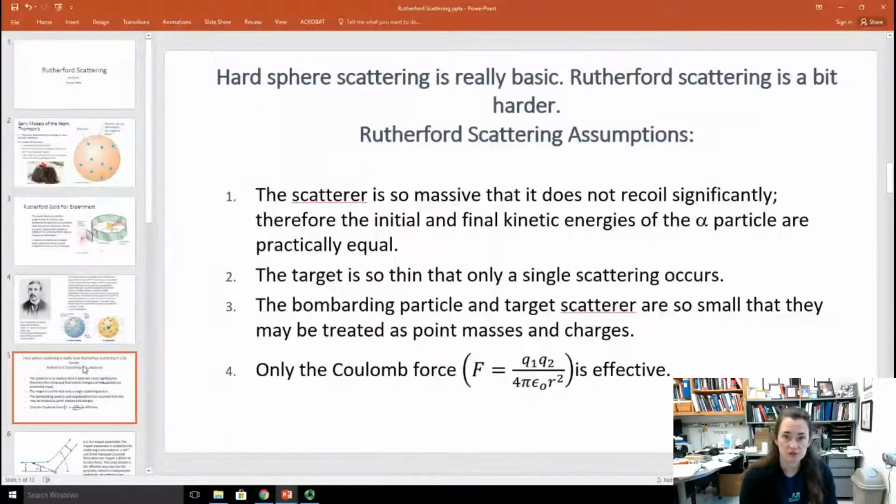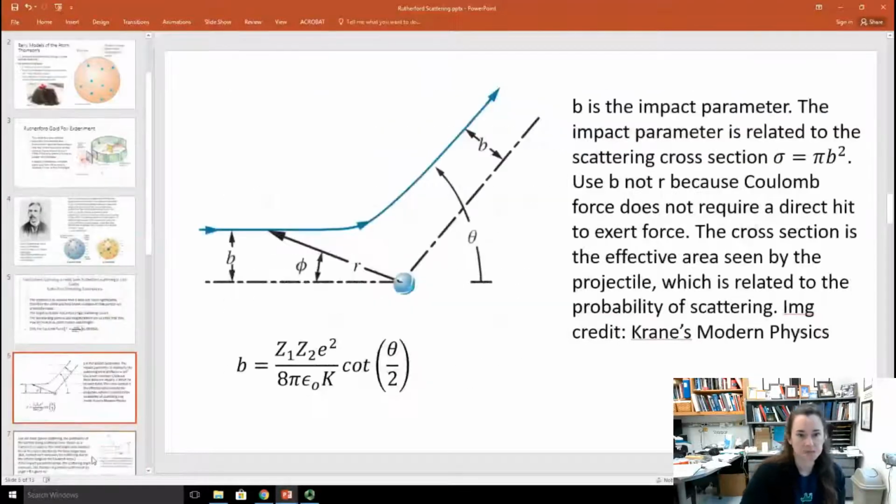Now, another assumption that he made is that the scatterer is so massive that it doesn't significantly recoil, and so the initial and the final kinetic energies of that alpha particle are practically equal. We're going to assume that the target is really thin, so that pretty much only a single scattering event occurs, and that the bombarding particle and the target scatterer are so small that you can treat them like point masses and charges. All right, so here's a picture of what the scattering event might look like.